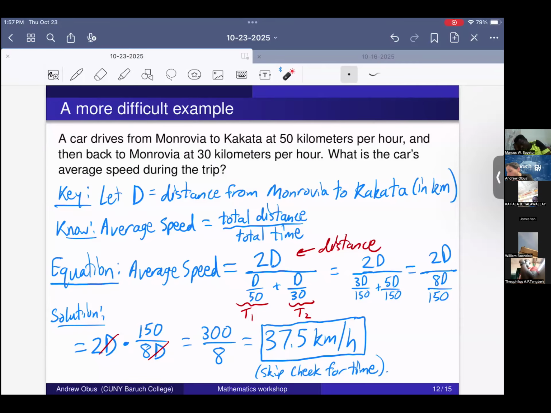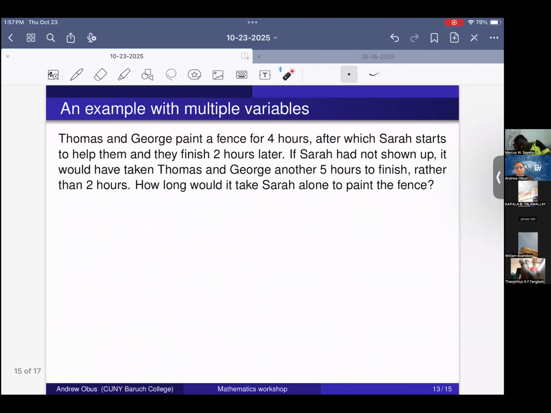Okay, let's do one more problem before we finish. So here's an example with multiple variables. This is one of these, they're sometimes called fence painting problems or tank filling problems. It's a style of problem that we see a lot. So Thomas and George paint a fence for 4 hours, after which Sarah starts to help them, and they all finish 2 hours later. If Sarah had not shown up, it would have taken Thomas and George another 5 hours to finish rather than 2 hours. How long would it take Sarah alone to paint the fence?